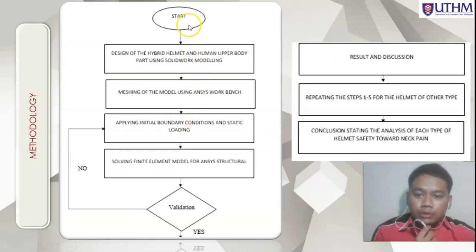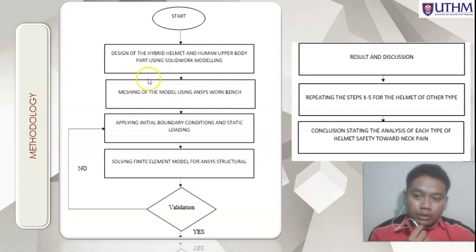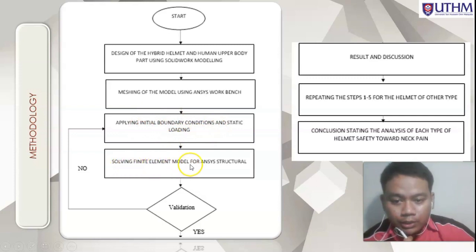For the methodology, we start by designing the hybrid helmet and the human upper body part using SolidWorks modeling, and then meshing the model using the ANSYS Workbench. We insert the designed model from SolidWorks into ANSYS, and then apply the boundary condition and static load, solving the finite element model for ANSYS structural.